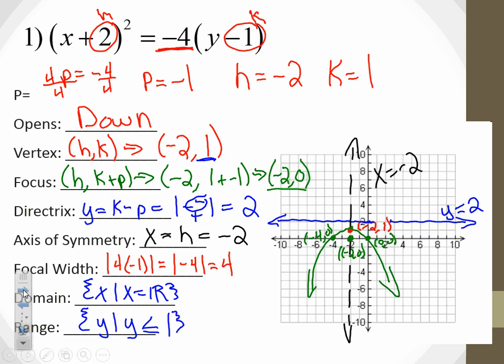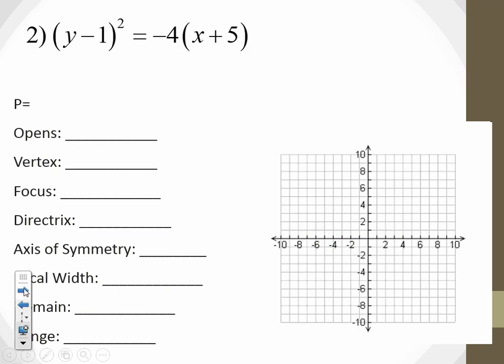Moving on to example number 2. So this one we have y squared. So we're going to open left or right. So first let's find our p. Our p, using this right here, so it's 4p equals negative 4. Divide both sides by 4. P equals negative 1.